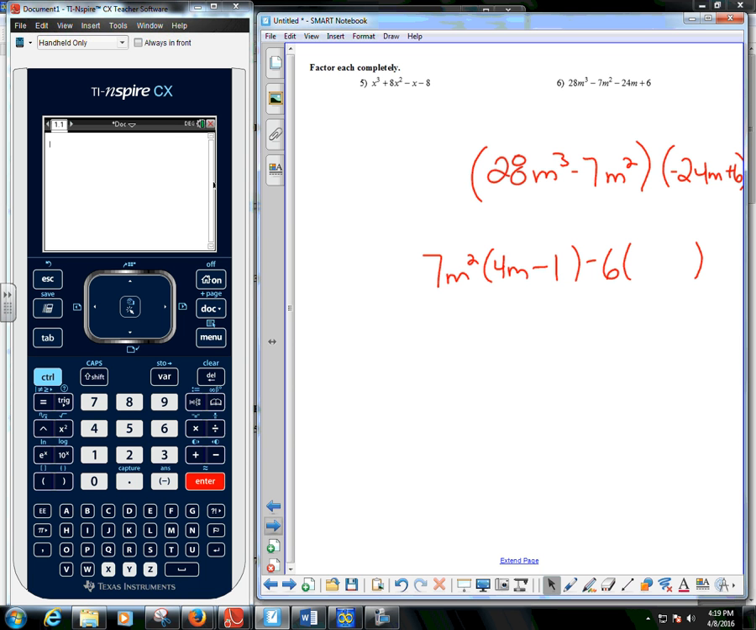negative 6 times what gives me negative 24m? Well, that's going to be 4m. Negative 6 times what is going to give me positive 6? Negative 6 times negative 1 is going to give me positive 6. And now I look and see that I have a factor in common for each one of those. So because I have that in both terms, I'm going to bring that out front and say 4m minus 1 times 7m squared minus 6. And that's my final answer for number 6.